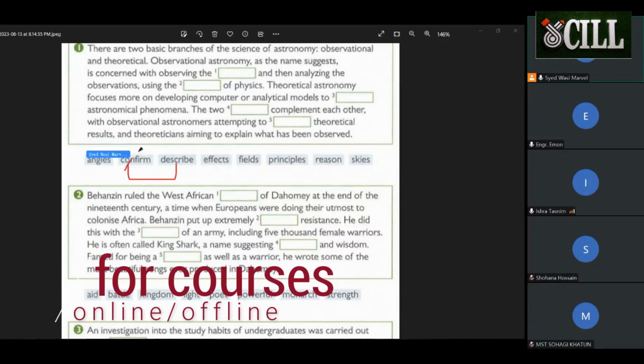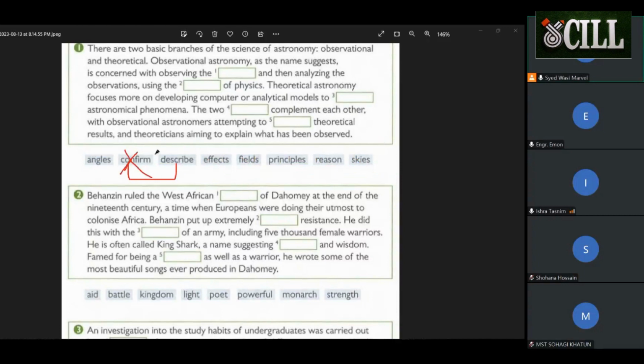So এখান থেকে এখন দুইটা যদি আমরা চুজ করি, we don't confirm any phenomena, there is no requirement of, but we can describe phenomena. একটা theory, একটা idea, একটা concept describe করা যায়, right? So describe astronomical phenomena. Number 3 is describe. Okay, number 4, the two dash complement each other.